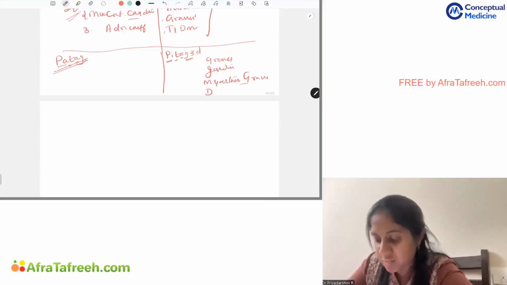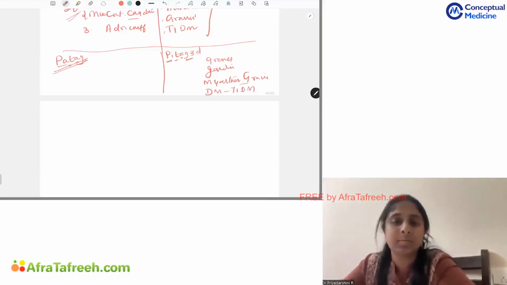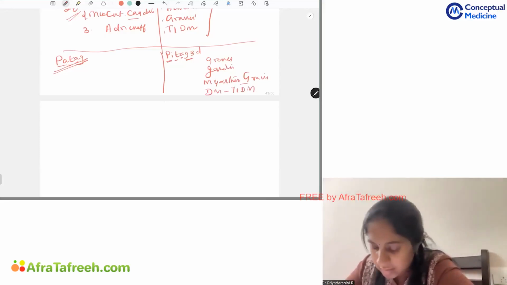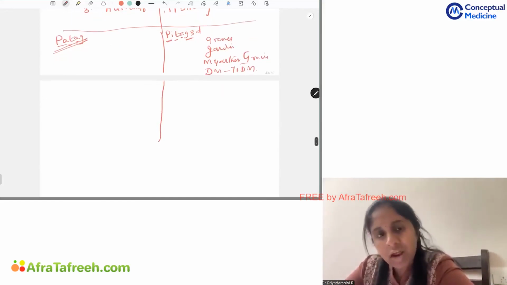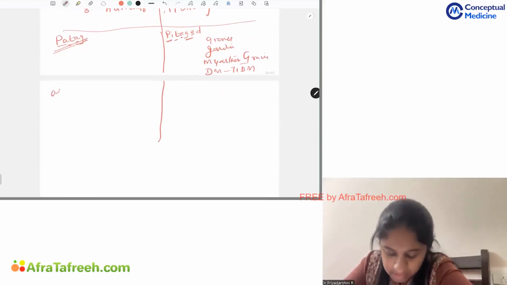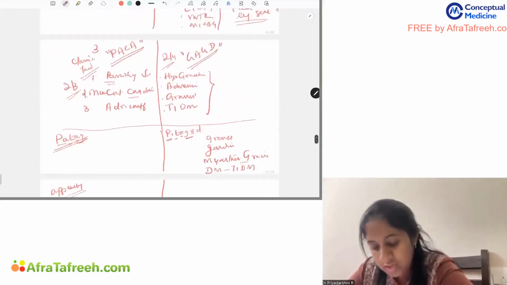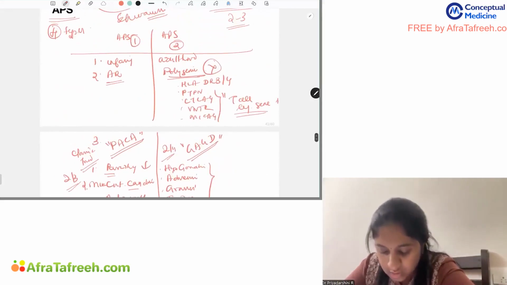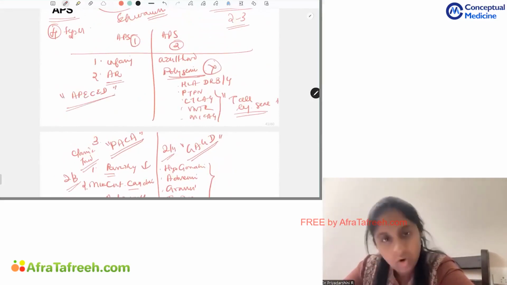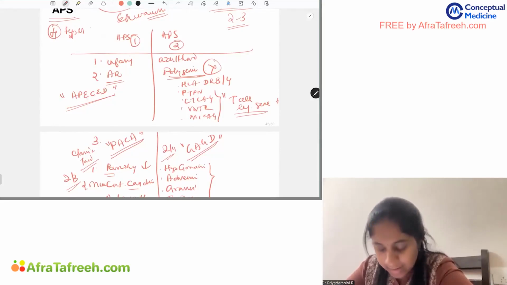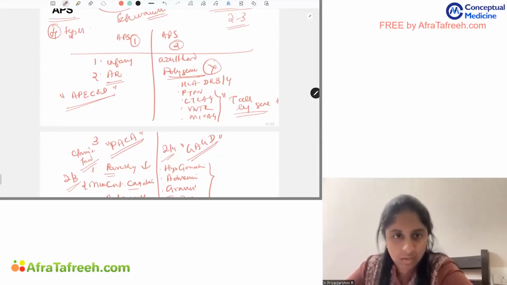And D is diabetes mellitus, mostly type 1 diabetes mellitus. Okay, and type 1 you will have to remember about the appendages. All the appendages will be affected because the type 1, I told you, is an autosomal recessive mutation. It is also called APS syndrome, autoimmune polyendocrinopathy, cutaneous candidiasis, and ectodermal dysplasia. So this is the entire expansion of APS syndrome.